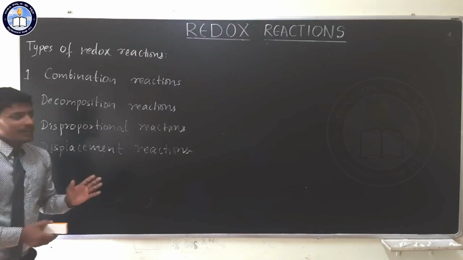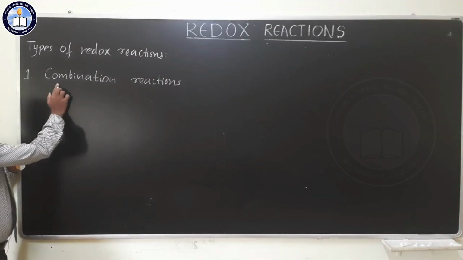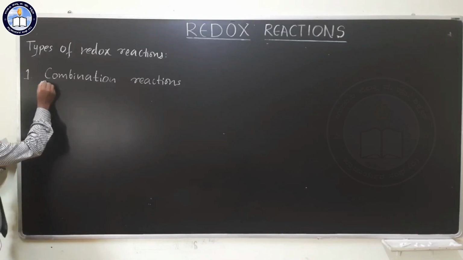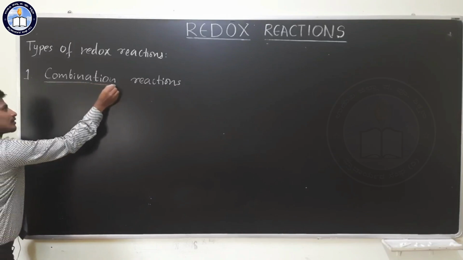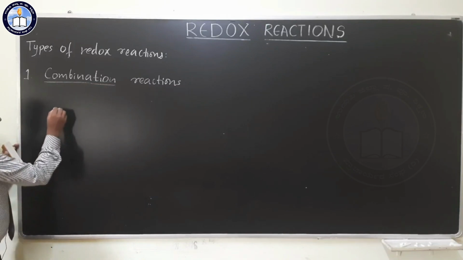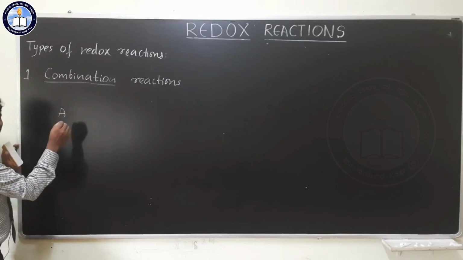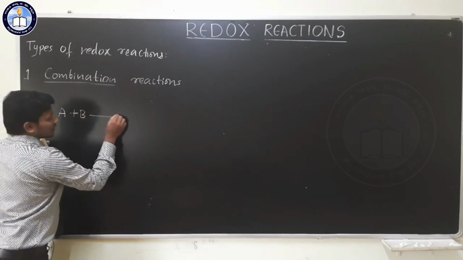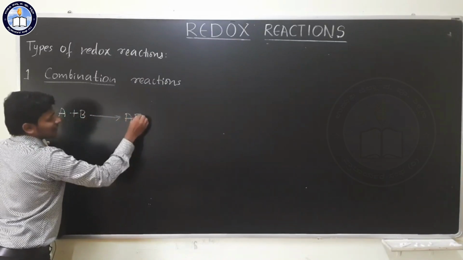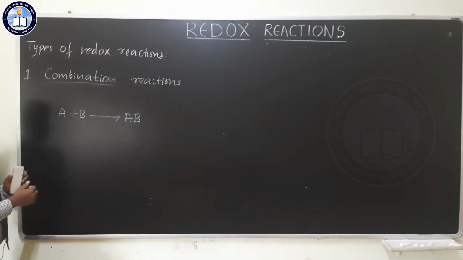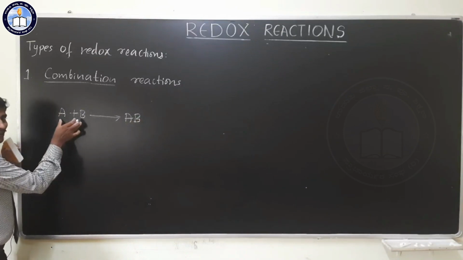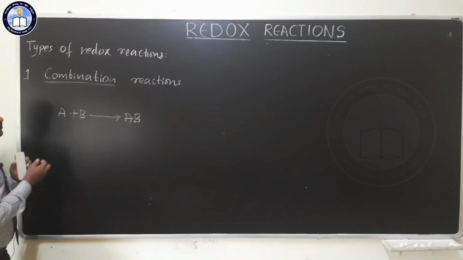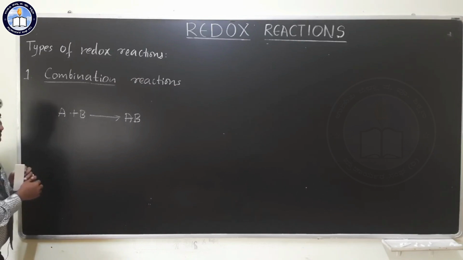Now I'm going to explain one by one. The first one is known to be combination reaction. What is the meaning of this? See the term combination. What it indicates? When A combines with B, it gives AB as the product. A and B combined and gave AB as the product. This is known to be combination reactions.